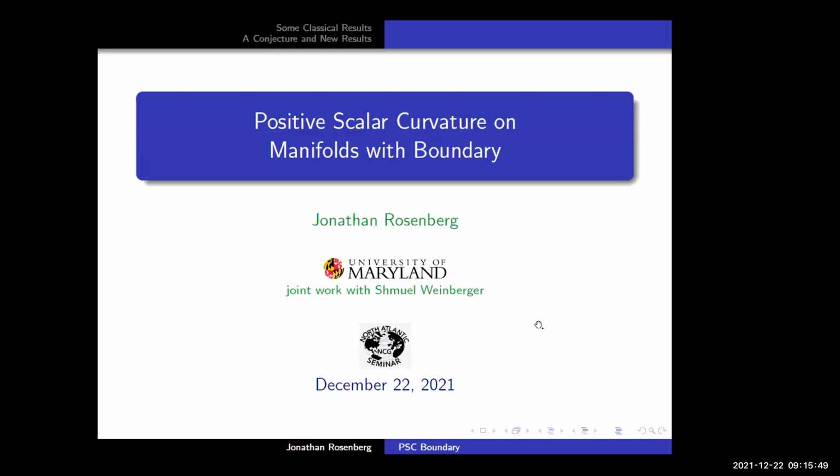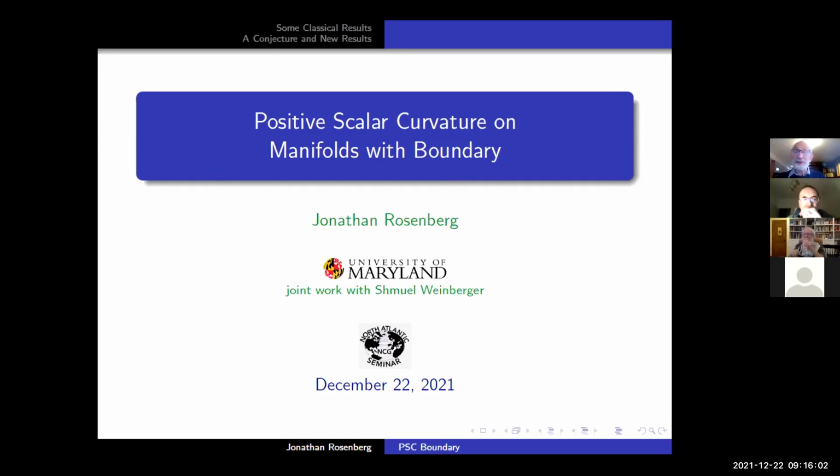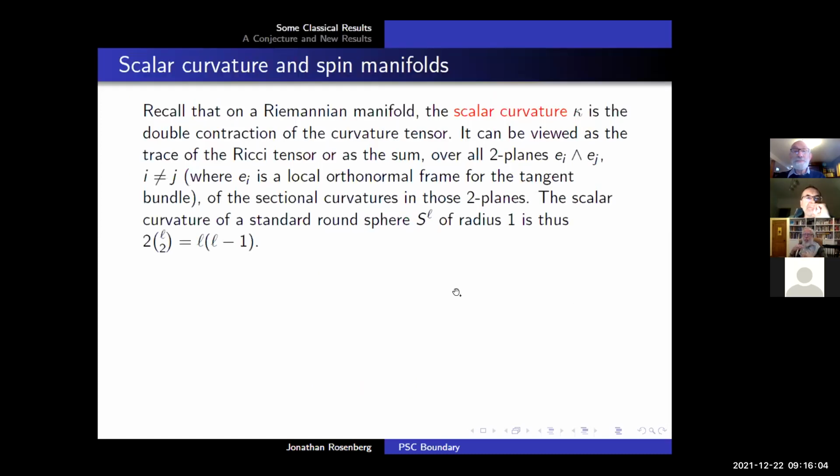Okay, so this talk begins with something which probably most of you have heard of before, but then it'll go off in different directions. So just to remind you, the scalar curvature of a Riemannian manifold is the double contraction of the curvature tensor. So it's the trace of the Ricci tensor, and it's the simplest curvature invariant there is.